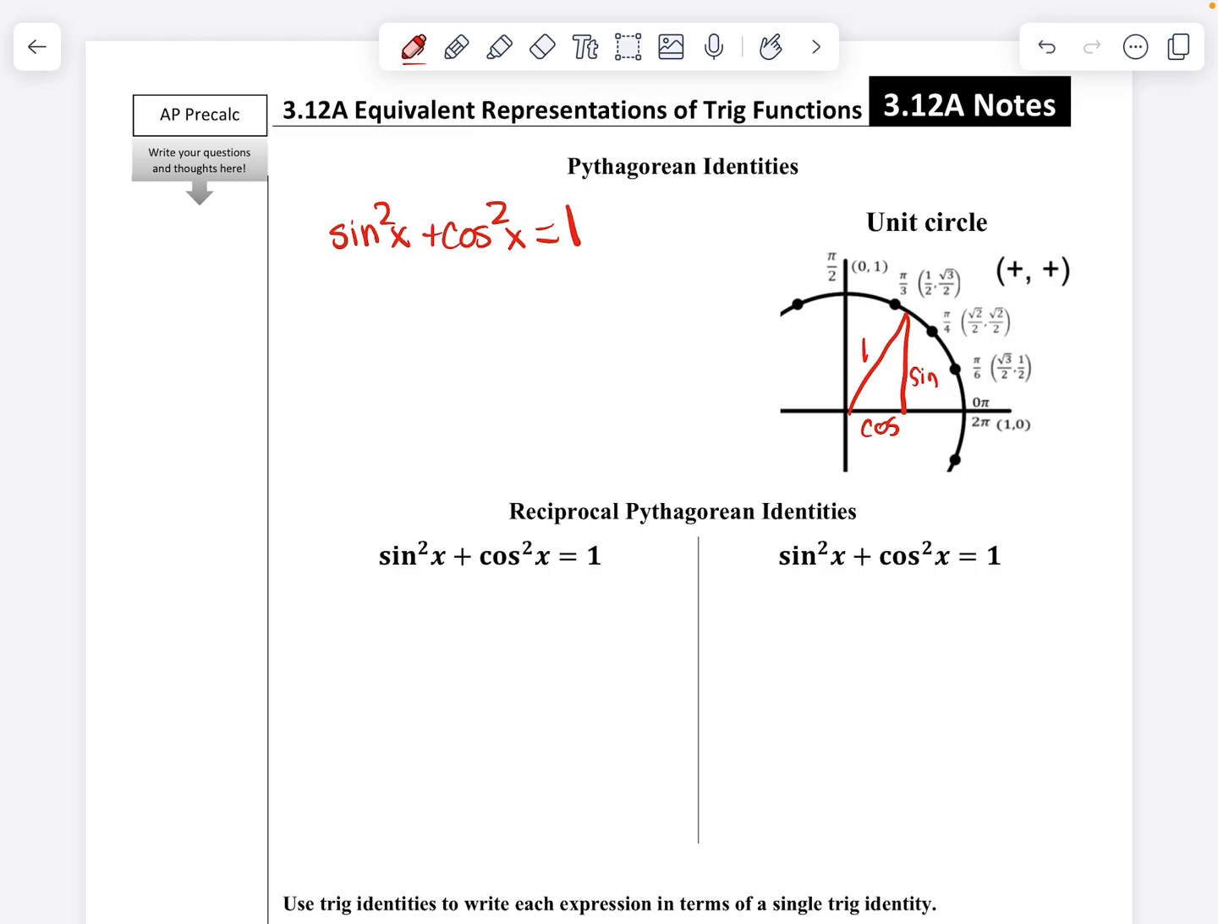For example, if I subtract the cosine squared, I know the sine squared would equal 1 minus cosine squared of x. Or if I take this original and subtract the sine squared, cosine squared of x equals 1 minus sine squared of x. And now everything comes back to these bases here.